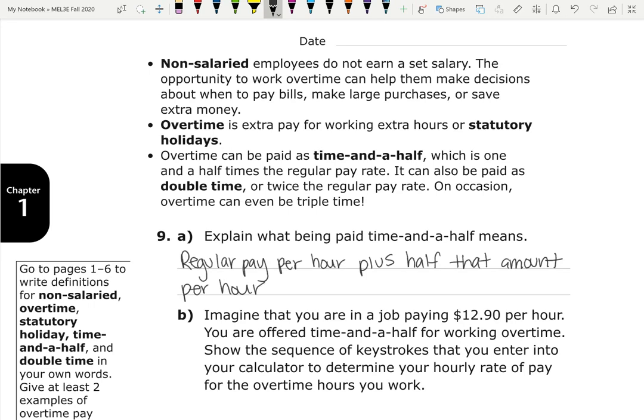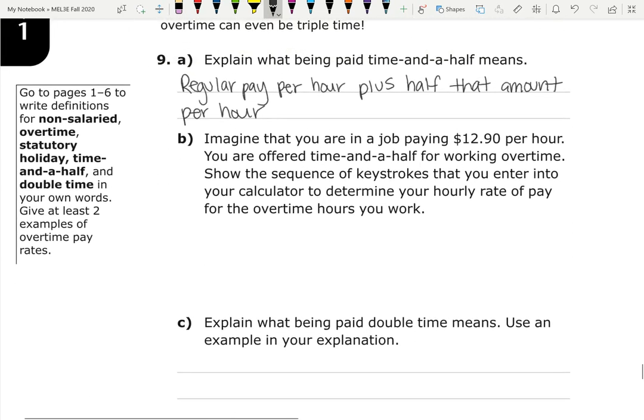Okay, so let's look at an example. Imagine that you are in a job paying $12.90 per hour. You are offered time and a half for working overtime. Show the sequence of keystrokes that you enter in your calculator to determine your hourly rate of pay for the overtime hours you work. So you get paid $12.90.